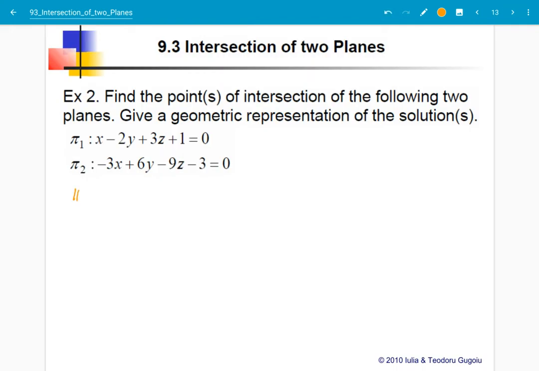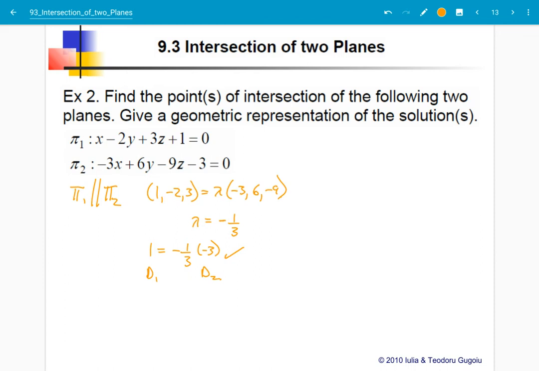So is plane 1 parallel to plane 2? 1, negative 2, and 3, proportional to negative 3, 6, and negative 9. Yes, if lambda is equal to what? Negative 1/3, then that works. Is 1 equal to negative 1/3 times negative 3? This is d1 and d2. Yes, they are equal. That is true.